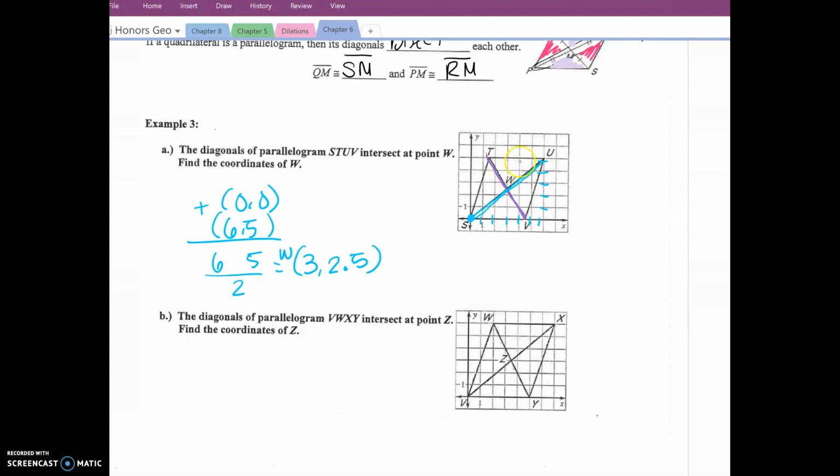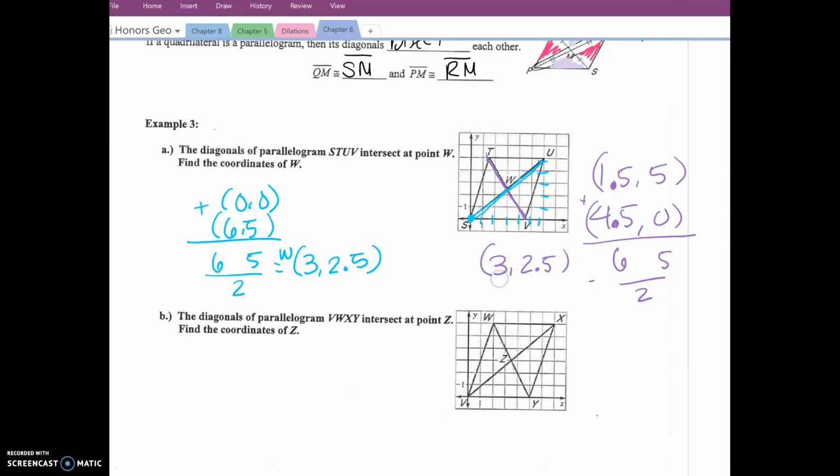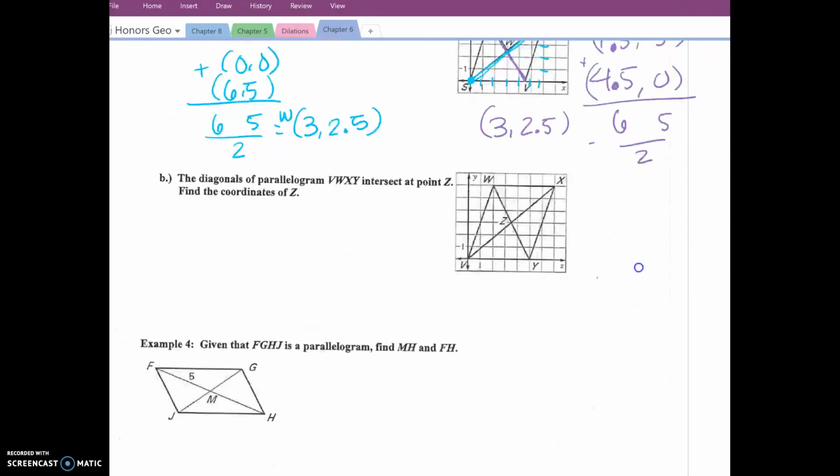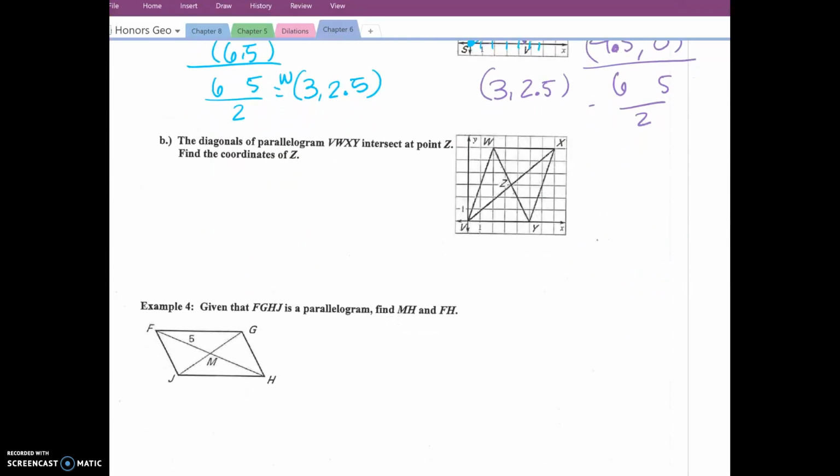You'd have to just make sure you have the correct coordinates. T is located at 1.5, 1, 2, 3, 4, 5. And V is located at 1, 2, 3, 4.5, and 0. Well, add them together. You still get 6, you still get 5, divide them both by 2. You still wind up with a midpoint of 3, 2.5. So it does not matter, you can use either method. Go ahead and try this one. Okay, I'll leave the answer there for you.